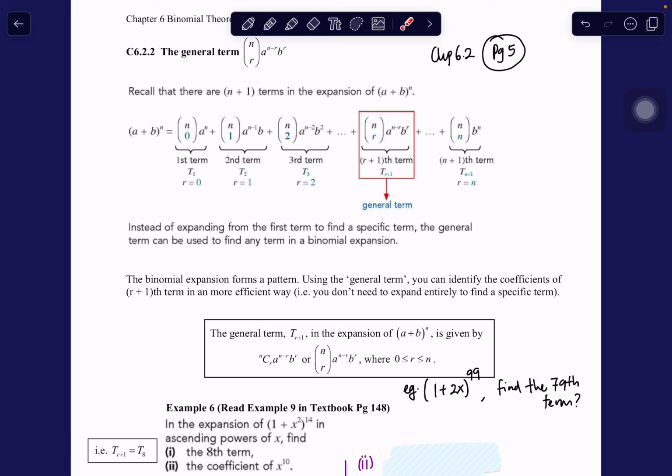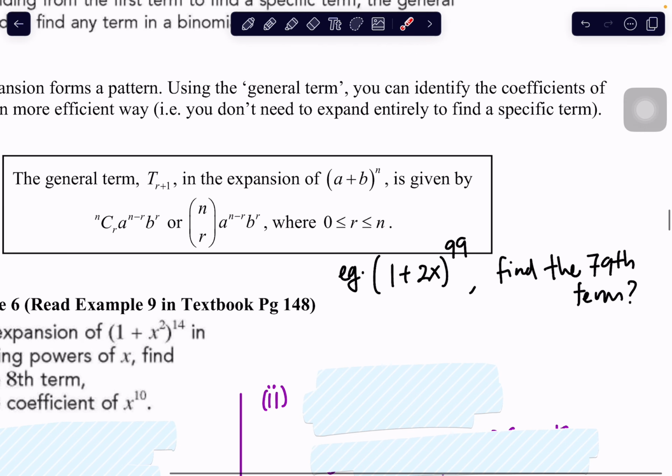So let me set some context. Why do we need to learn this? For example, if you are presented with this binomial expansion, 1 plus 2x to the power of 99, and I were to ask you to find the 79th term, would you expand this all the way to the 79th term and then finally tell me what it is? That doesn't make sense, right? Because there will be too many terms to obtain and it will be extremely tedious.